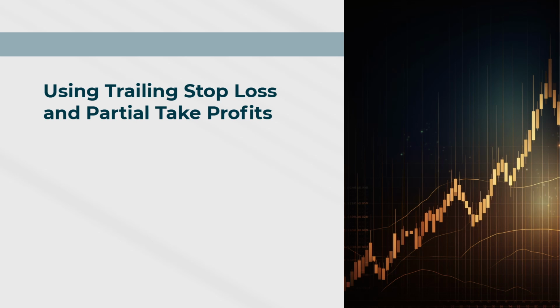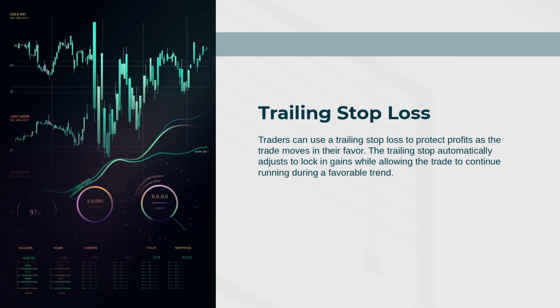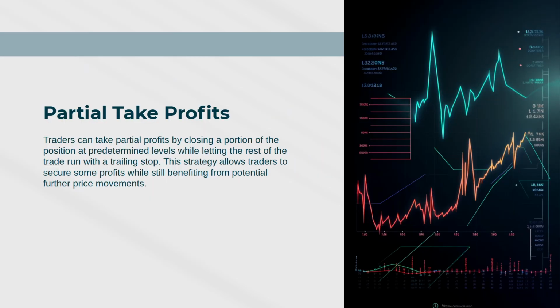Using trailing stop-loss and partial take-profits. Trailing stop-loss. Traders can use a trailing stop-loss to protect profits as the trade moves in their favor. The trailing stop automatically adjusts to lock in gains while allowing the trade to continue running during a favorable trend. Partial take profits. Traders can take partial profits by closing a portion of the position at predetermined levels while letting the rest of the trade run with a trailing stop. This strategy allows traders to secure some profits while still benefiting from potential further price movements.